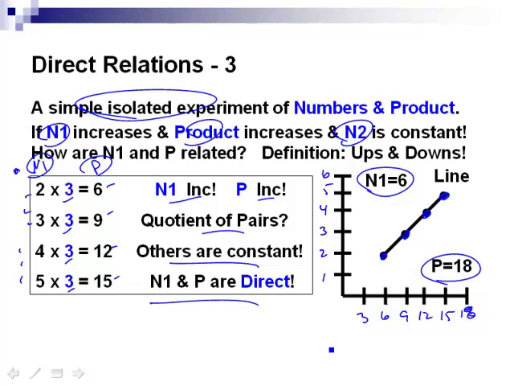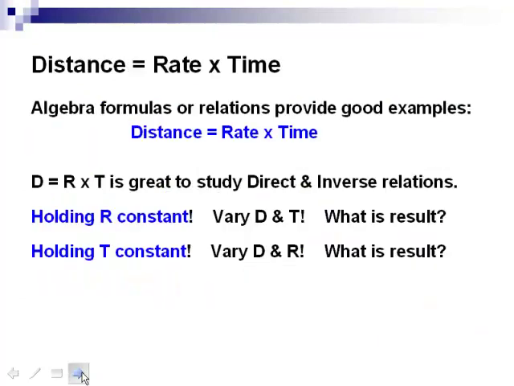Looks like we have a direct relationship, a straight line. Everything looks pretty good. That is what a direct relationship would look like if we were to graph it. All right, now, there is a very terrific formula that's very common and very nice to use when studying direct and inverse relationships, and it's distance equals rate times time.